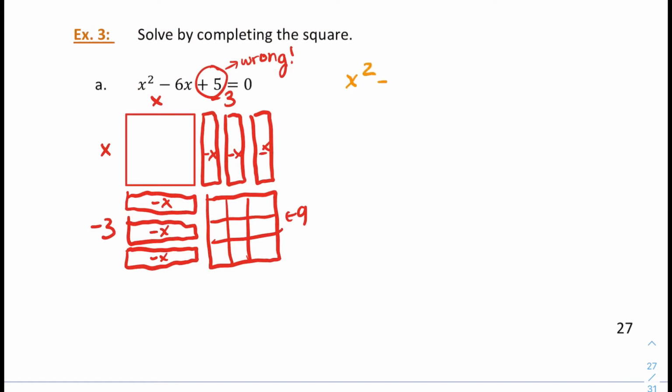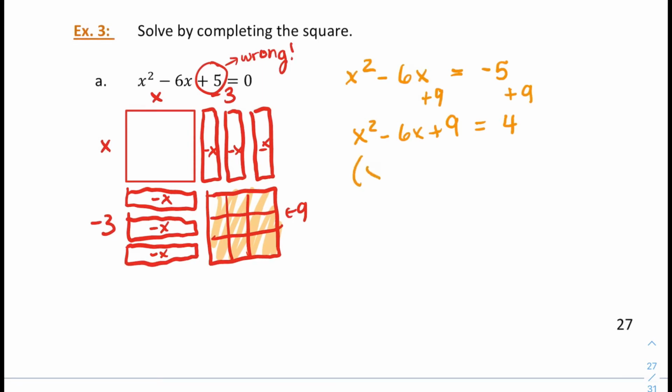I'm just going to go ahead and subtract that 5 from both sides of my equation, since 5 units does not make it a perfect square. And then I'm going to go ahead and add the 9 units that I need to both sides of my equation. Don't forget to do it to both sides of my equation to keep things balanced and equal. So that's going to give me x squared minus 6x plus 9 equals 4.